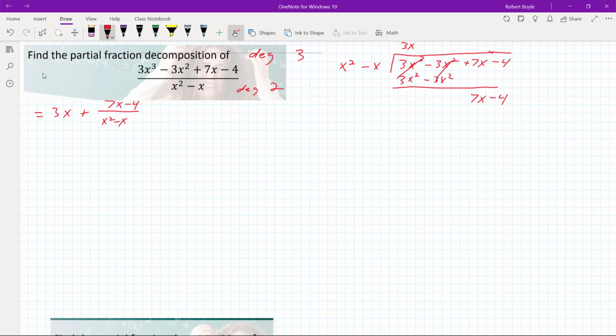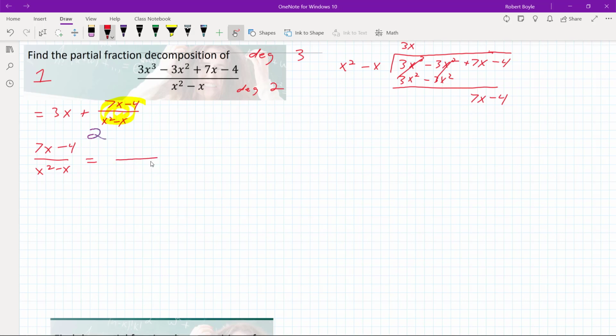So all this is step 1. Okay, and then for the remaining steps, this is the expression that I want to work on. Let's go ahead and bring that down. That is going to be 7x minus 4 divided by x squared minus x. Step number 2 is to factor the denominator completely.